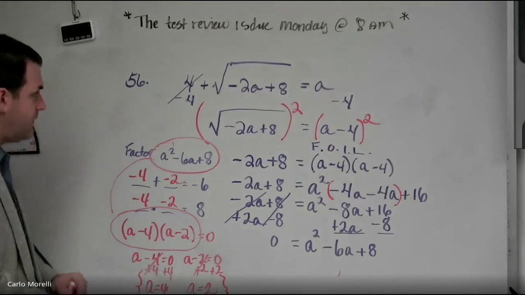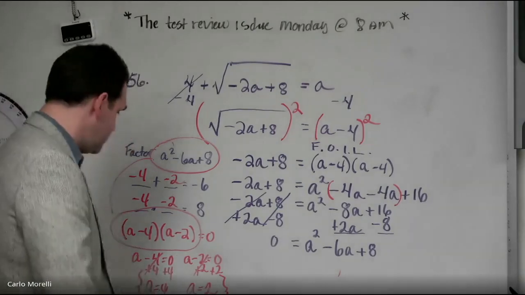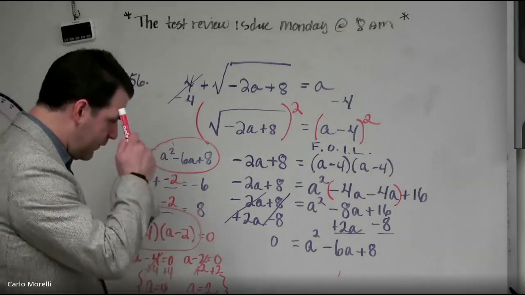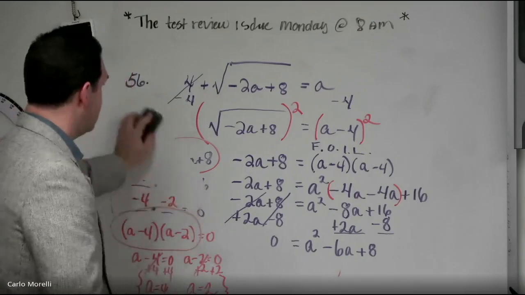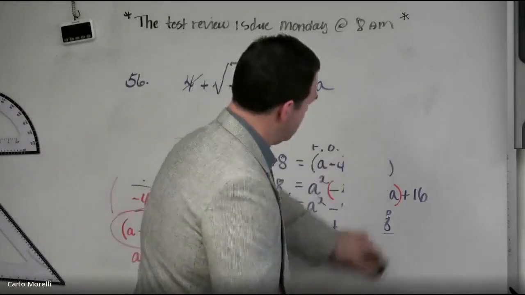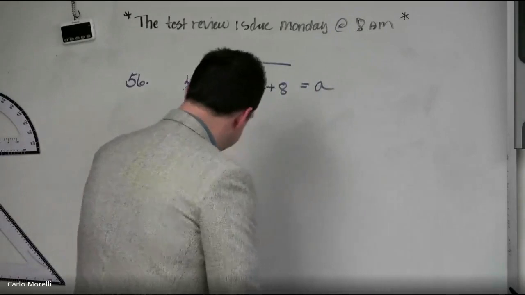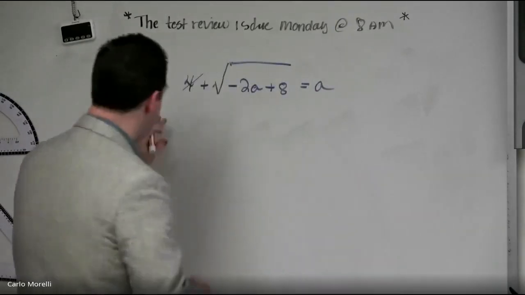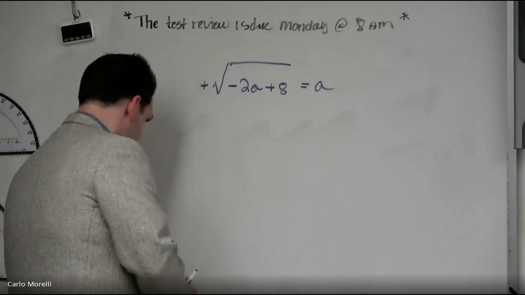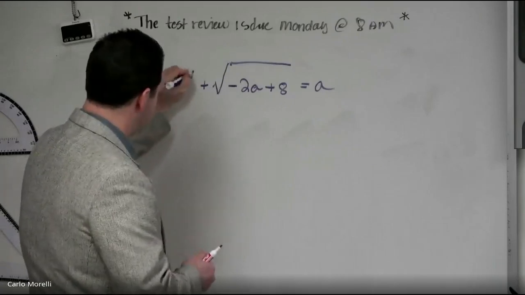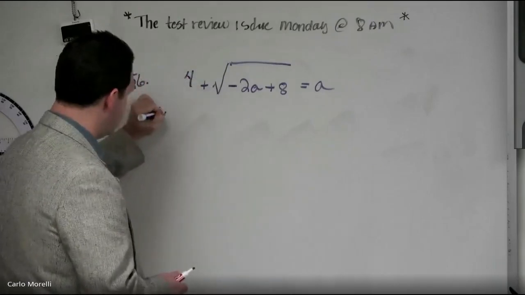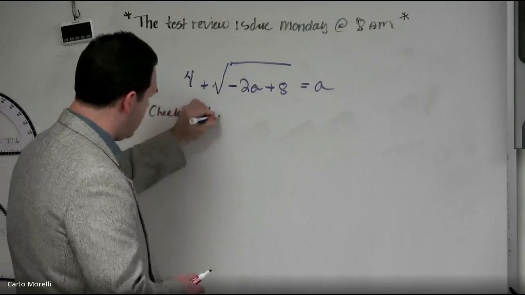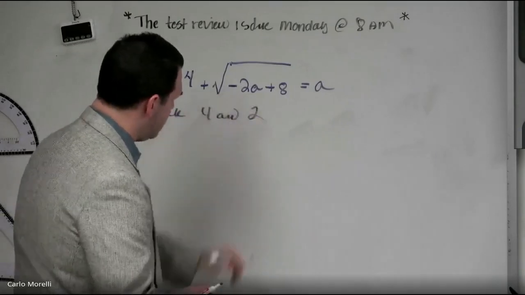So now what we need to do is erase. I need to erase all this. Just remember 4 and 2 are our possible solutions. We need to check them, because we could have a bad solution here, okay? So we're going to now check 4 and 2 just by plugging them in.